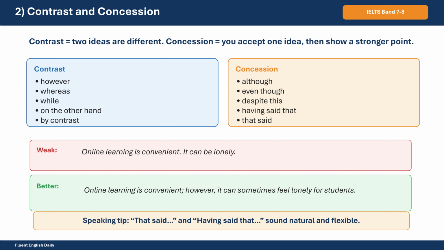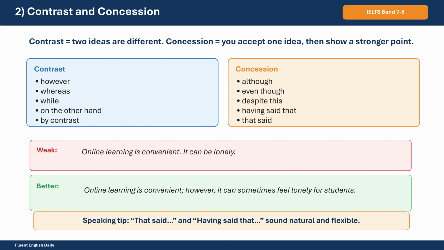We use contrast when two ideas are different. Useful contrast expressions include however, whereas, while, on the other hand, and by contrast. For example, city life is exciting, whereas rural life is generally more peaceful. The word whereas directly compares two different situations. Concession means that we accept one point, but then introduce another point that may be stronger or more important.